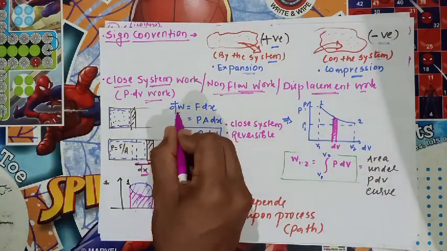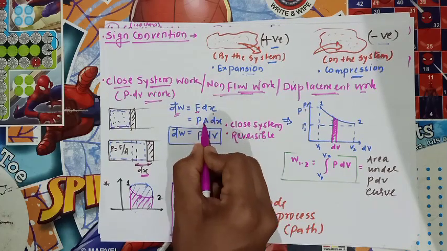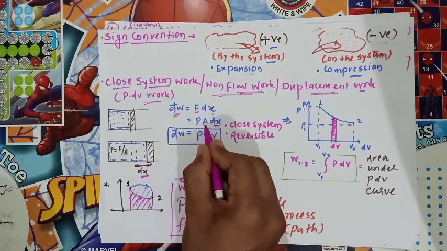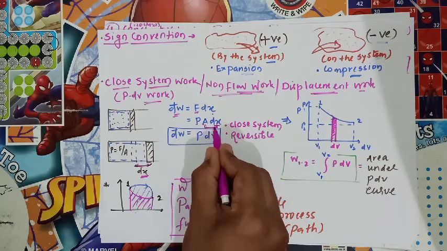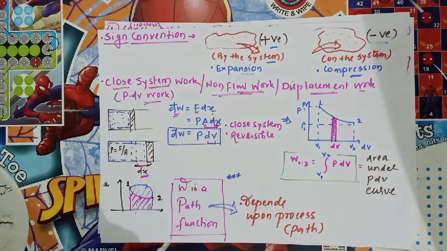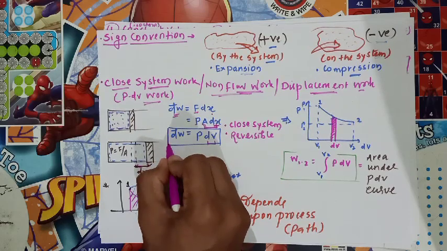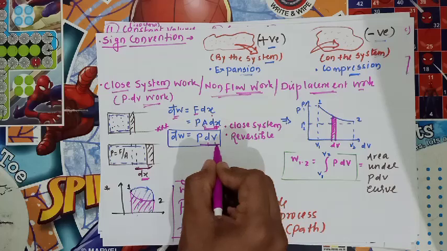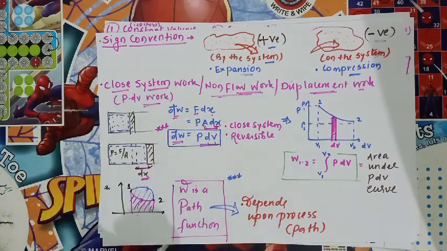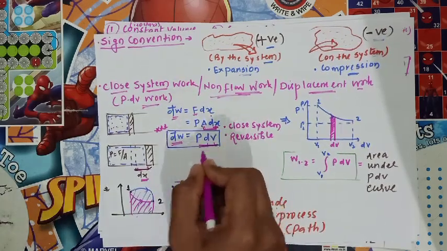So we know that work is given by force multiplied by displacement. Force we can replace by pressure into area, into displacement. So this A dx we can replace with dV, which is the change in volume. Area into change in length will give change in volume. So here we will get a very very very important formula which is PdV. So the work transfer of the closed system will be given by the formula dW equal to PdV.